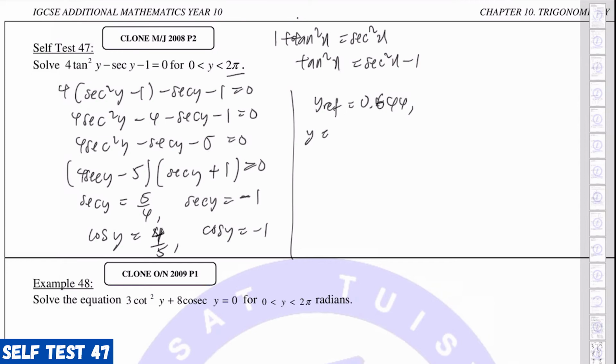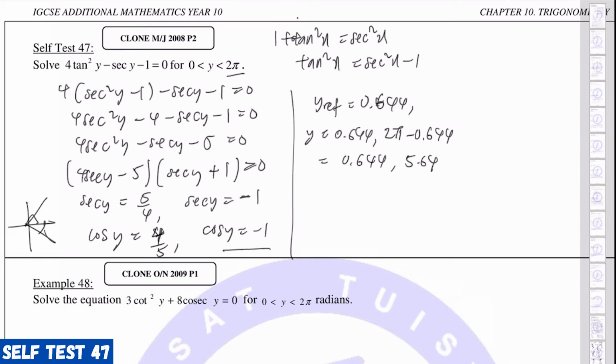So this cos is positive. Cos is positive in quadrant 1 and 4, sorry. So my first answer is 0.644, no problem. Second answer is 360 minus, but instead of 360 we have to use 2 pi minus. So you use your calculator, you should get 0.644 here and 5.64. Please use 3 significant figures.